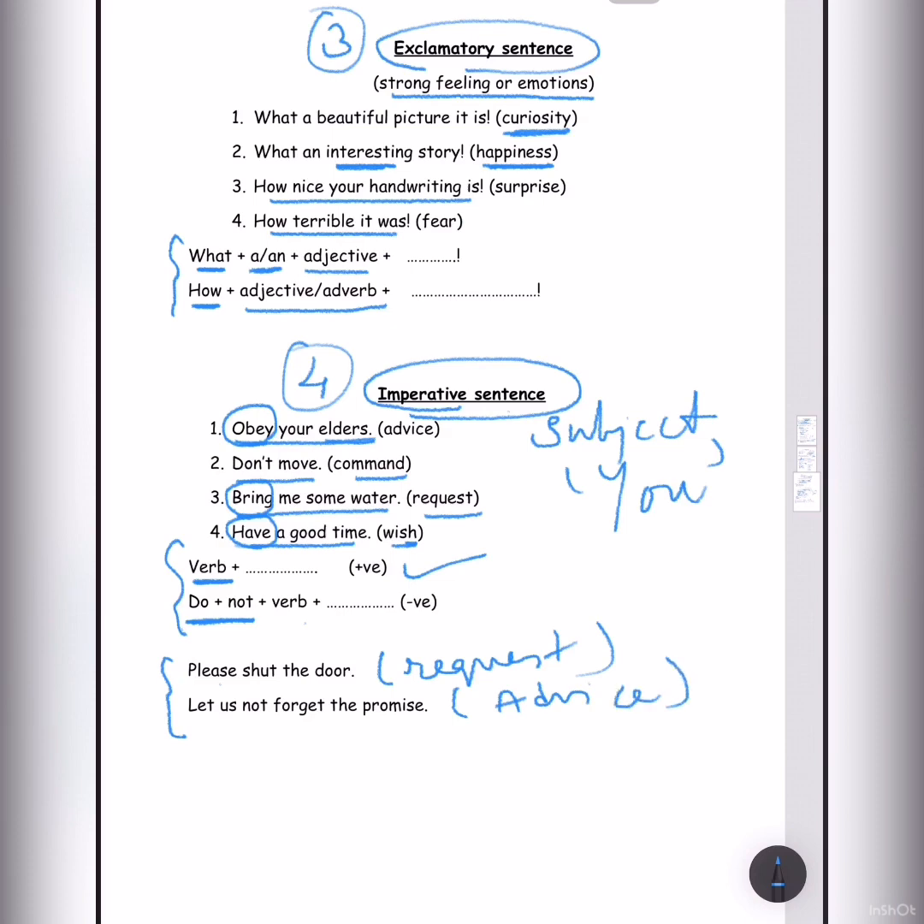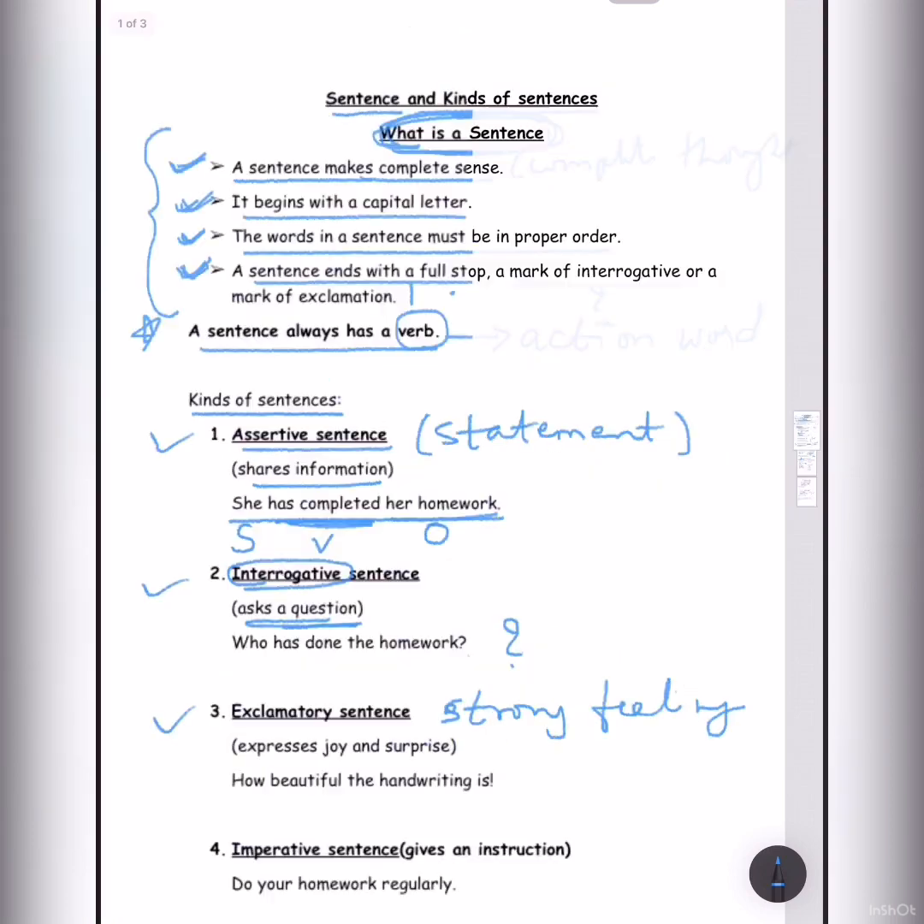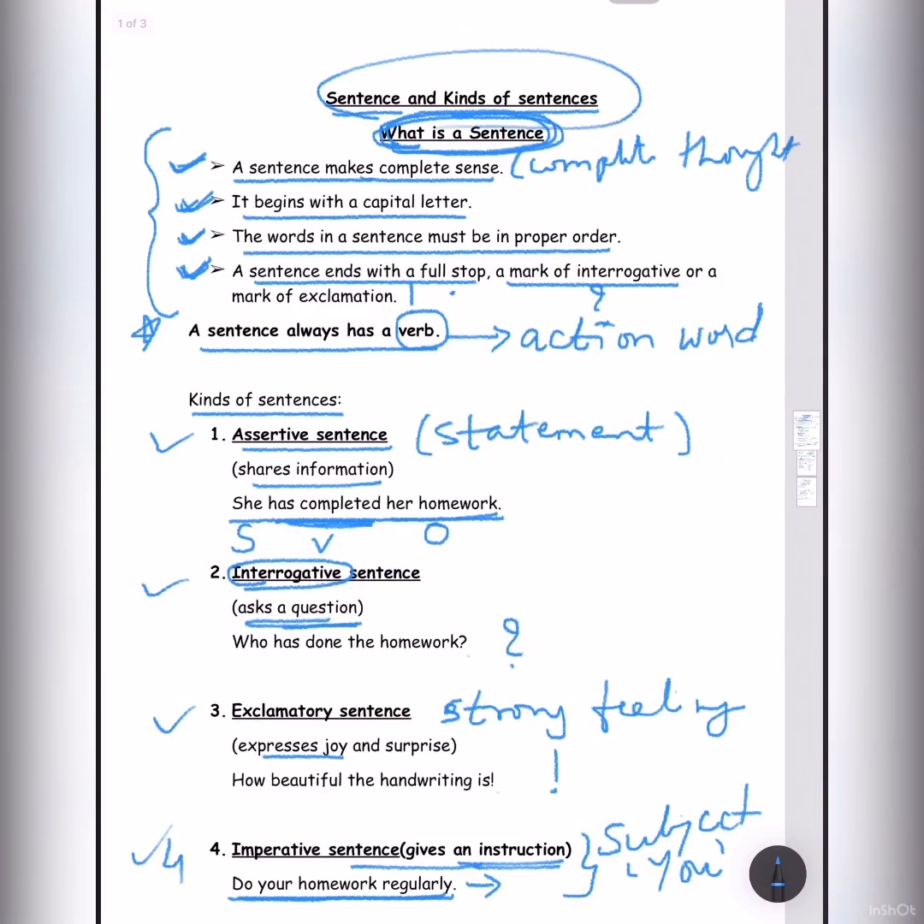Okay students, is it clear? So today we have learned what is a sentence and the kinds of sentences.